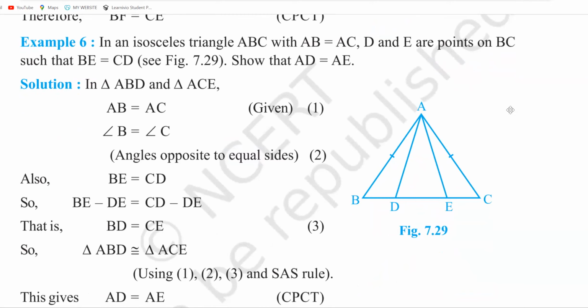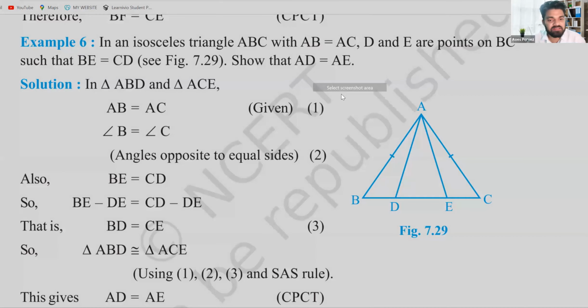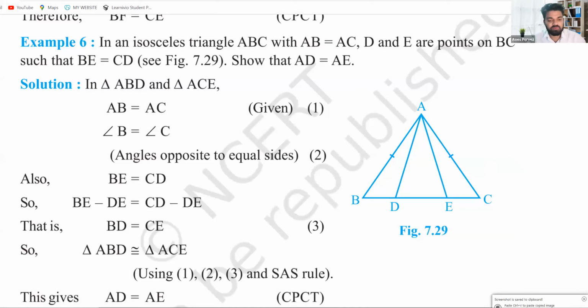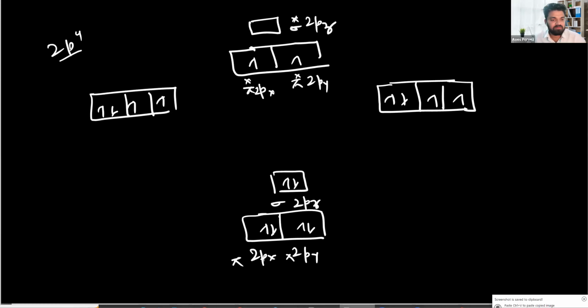So we should prove AD is equal to AE. Hello, Alvina. How are you? I'm fine, thank you. Okay. Where were you in the previous class? You were absent. Are you fine? Yes, sir. I was just worried about you. Okay, so wait a minute, let me have this.